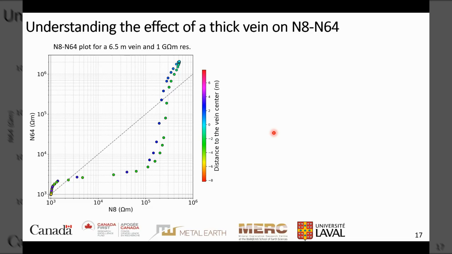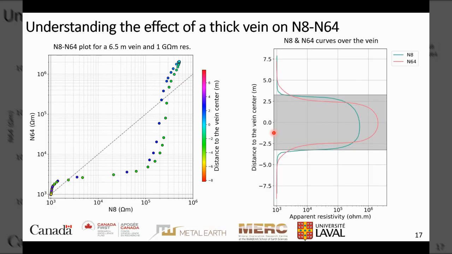I would like to see if I can understand how this plot works. So to better understand it, I plotted the N8 and N64 curves for the same vein here. So the vein thickness is 6.5 meter and the resistivity is 1 giga. So let's try to understand the curve. As the tool comes up and gets closer to the vein, the N64 electrode, because it has a bigger spacing, will sense the vein sooner in comparison to the 8-inch electrode. So that's why we go above the one-to-one line for the first part of the data.